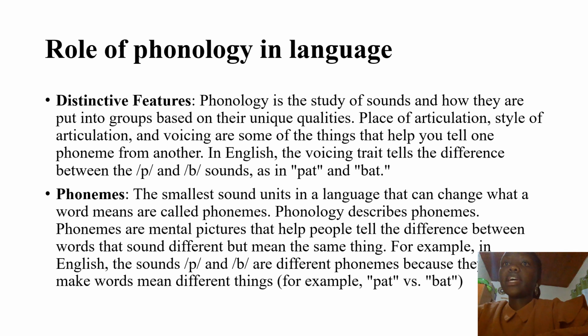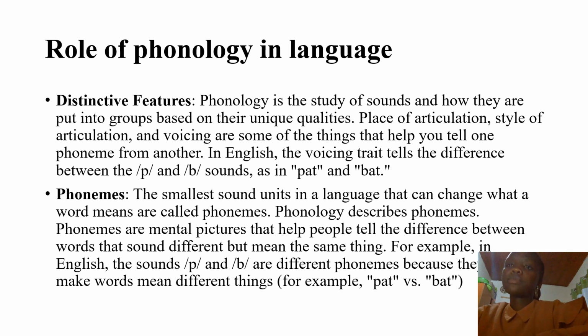So lastly, we have the role of phonology in language, and the first role is distinctive features. Phonology is the study of sounds and how they are put into groups based on their unique qualities, which include place of articulation, style of articulation, and voicing. These are some of the things that help you to tell one phoneme from the other. In English, the voicing traits tell the difference between the sound pa and the sound ba, as in the words part and but.